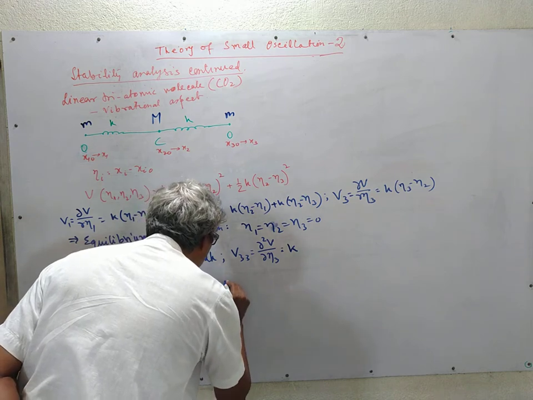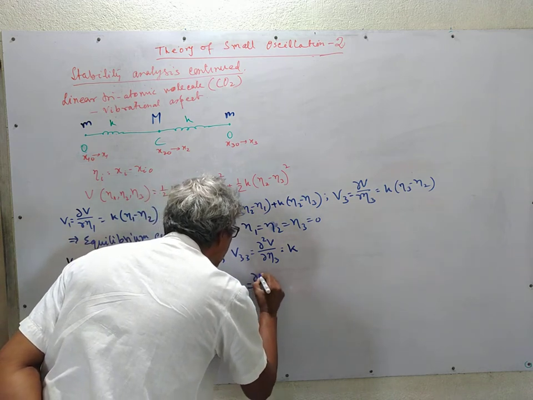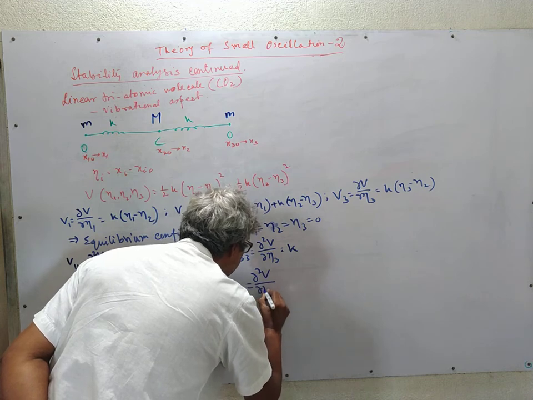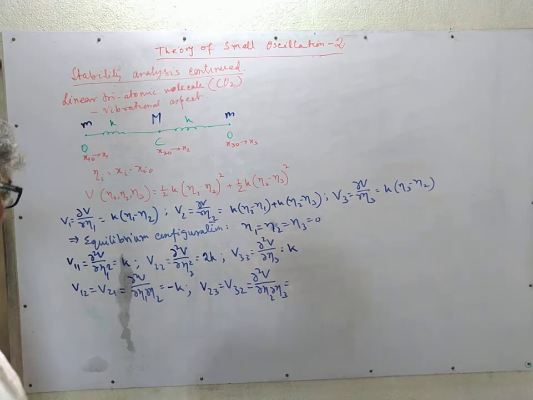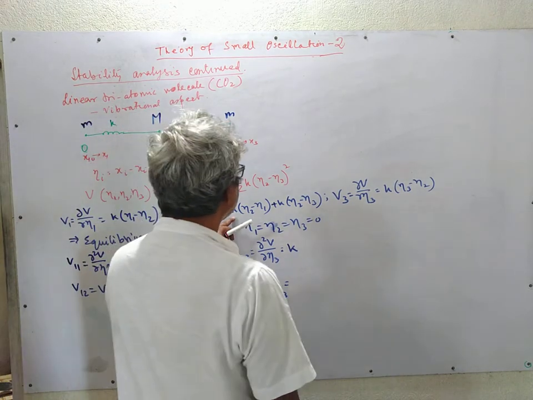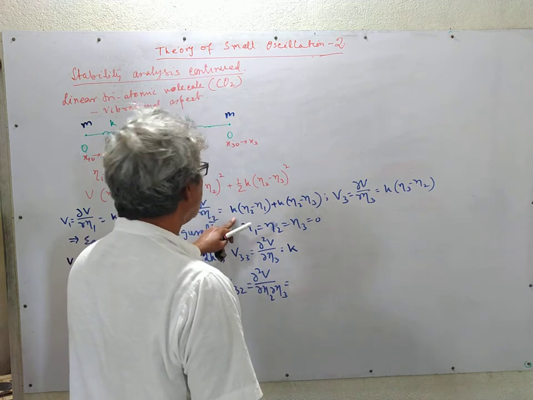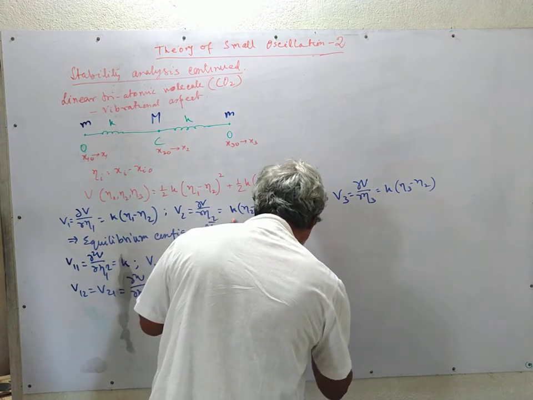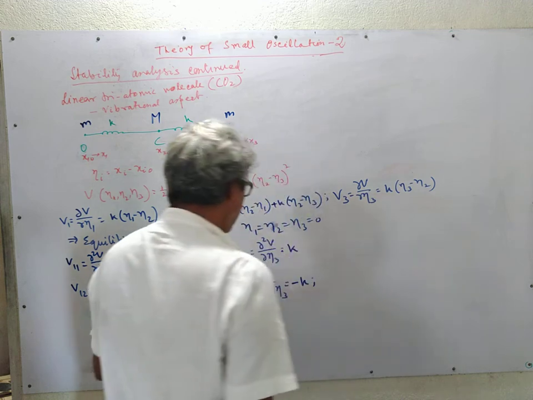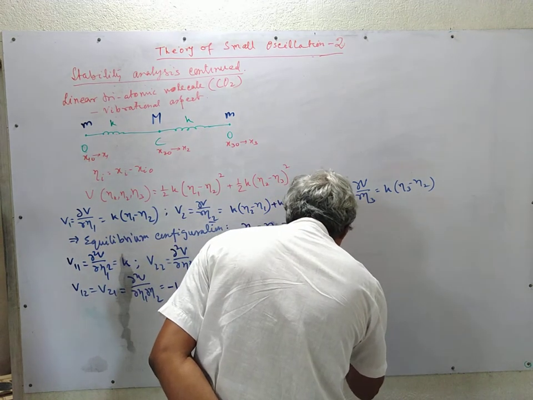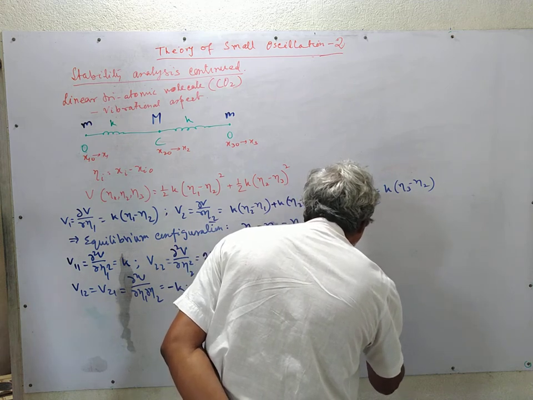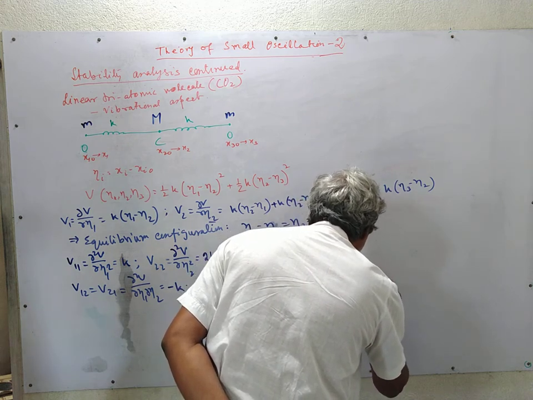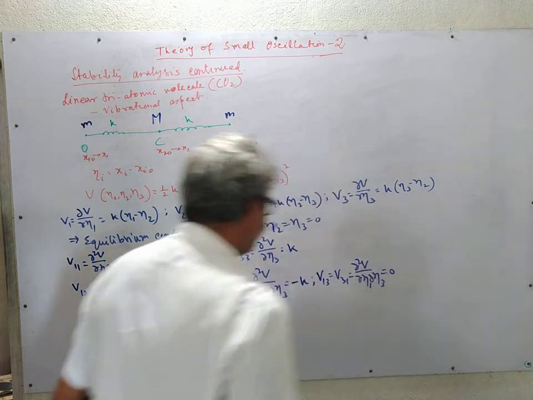Then we need V23 is equal to V32 is equal to ∂²V/∂η2∂η3, which can be obtained from this one by differentiating with respect to η3, and the result is minus K. And finally, V13 is equal to V31 is equal to ∂²V/∂η1∂η3, this is 0.